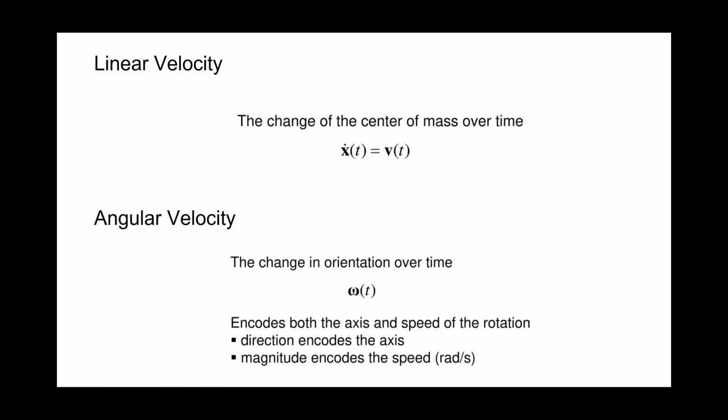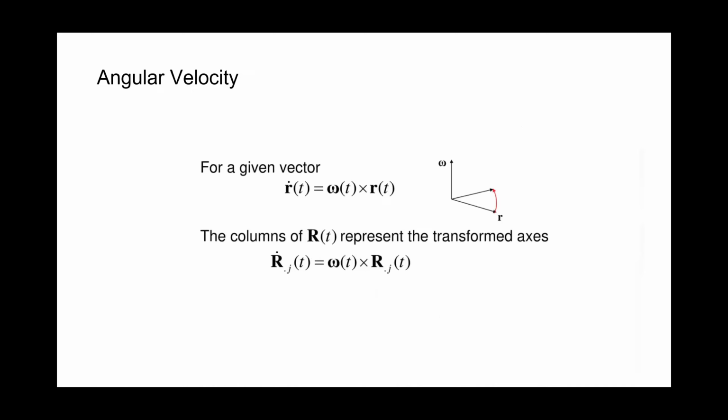Talking about linear and angular velocity, like we discussed in the previous video, linear velocity is the change of the center of mass over time, while angular velocity is the change in orientation over time. So it has both axis and speed of the rotation. Direction is given by the axis and magnitude is given by the speed. So given a particular vector, we can come up with this equation to represent angular velocity.